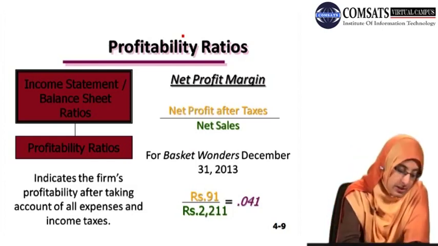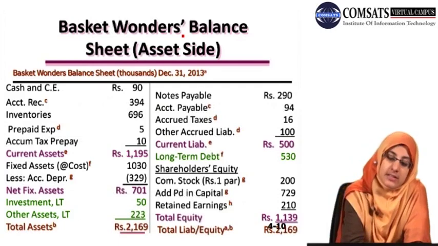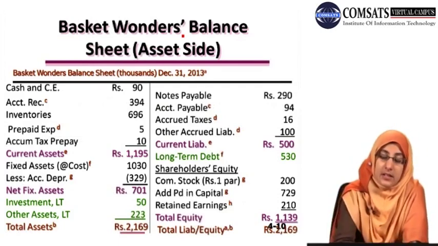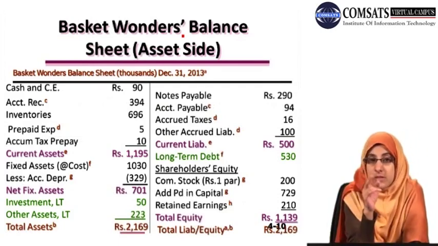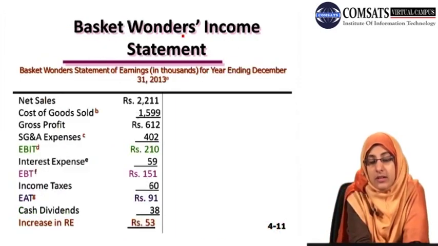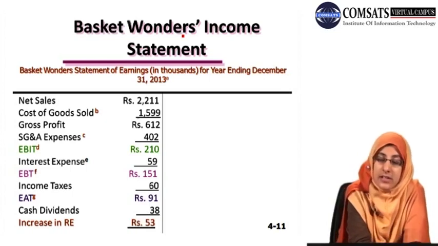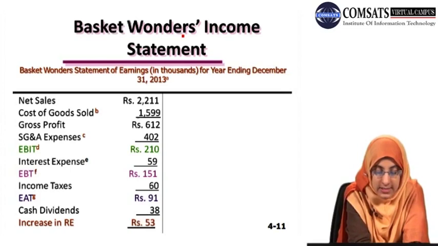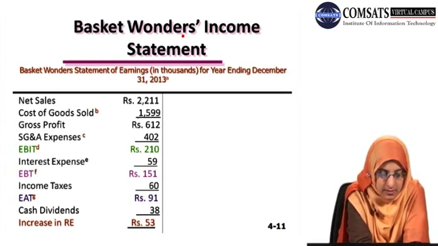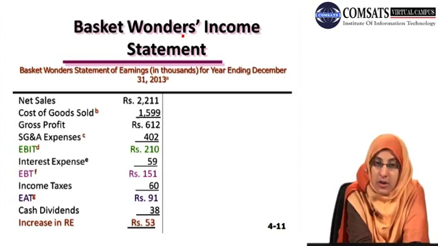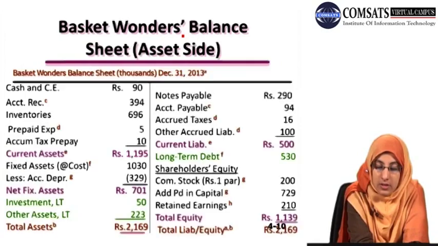So if we look at the case of Basket Bonders, we can see that two things we need are your net profit and net sales from your income statement. If you look at the sales figure, it is 1,000 rupees as net sales, and your net income is earning after taxes, which is our actual net income, that is 91,000 rupees.